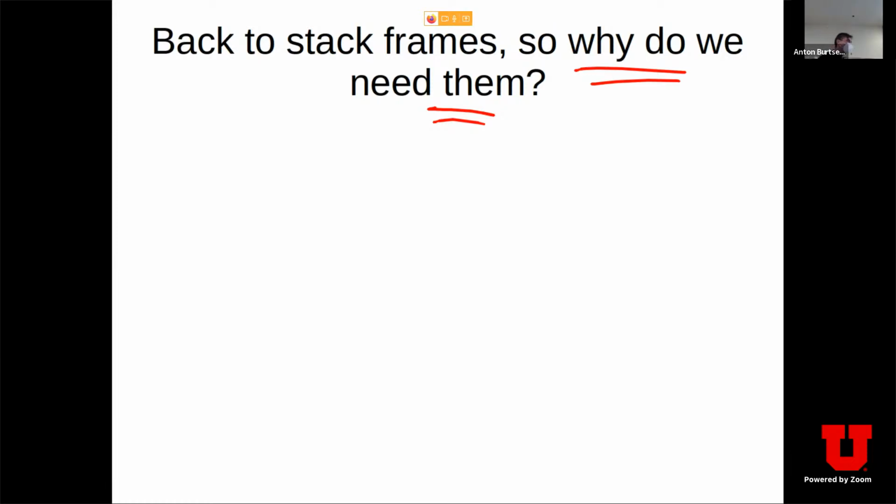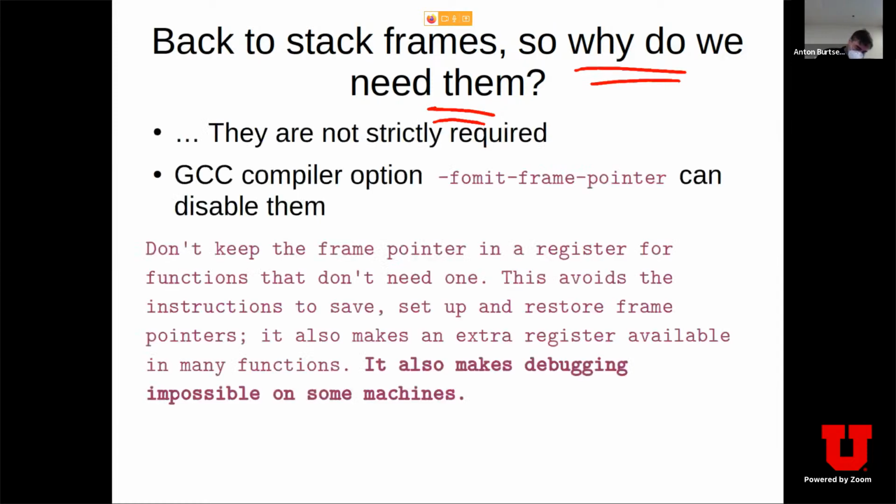Debugging. Debugging, yeah. So explain, how do we use the stack frame for debugging? You can see the backtrace of the function call. That's correct. So there are two main reasons. And the answer is, to begin with, they are not strictly required. For example, a GCC compiler option flag, omit frame pointer, can disable them, right? So if you pass this flag, the compiler will not generate the stack frame.